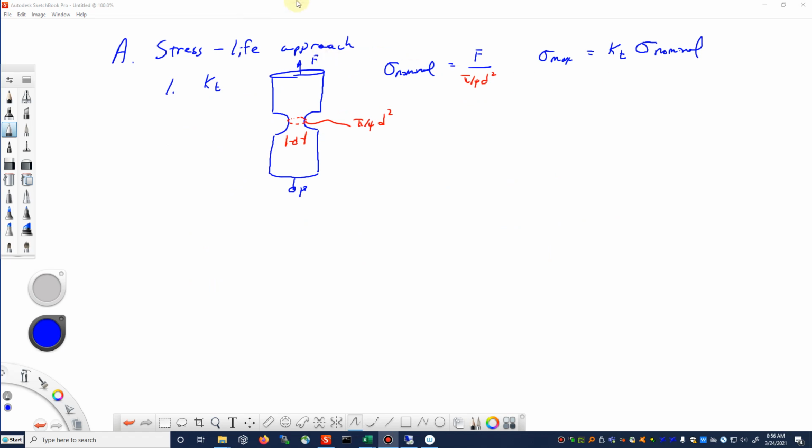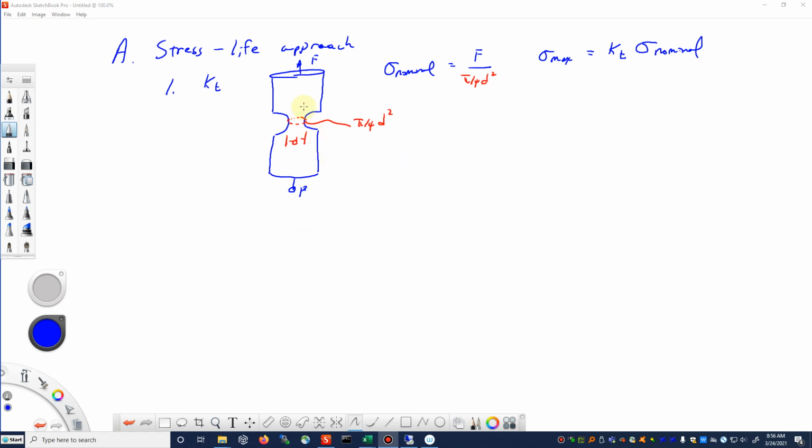All right, so again, we'll start with a stress life approach, and we'll take a look at the theoretical stress concentration factor KT. Here's another example of a shaft with a circumferential notch in it. Oftentimes, but not always, the nominal stress is defined on the minimum or the net section area. So it would be whatever axial force there is in the bar divided by pi over 4 d squared. And then the maximum stress would be given by some factor kT times the nominal stress.